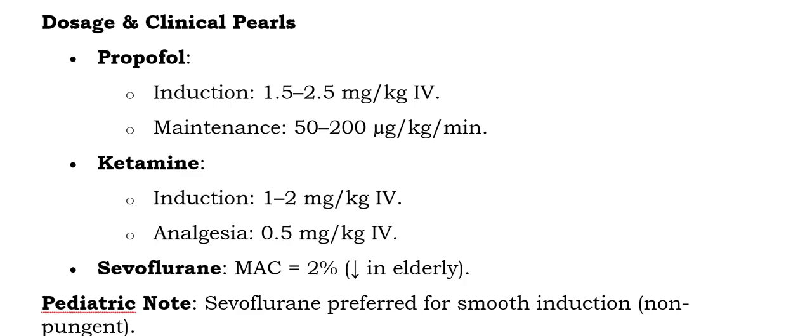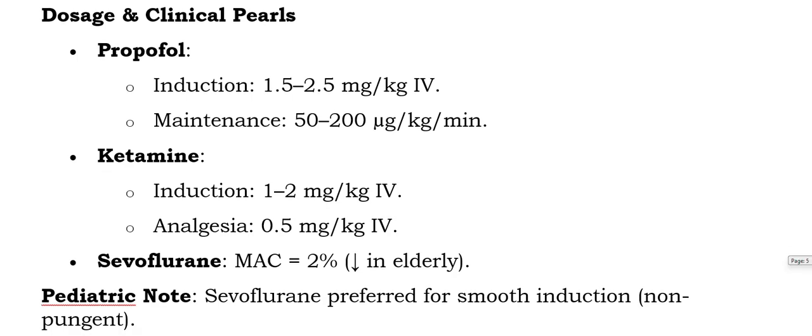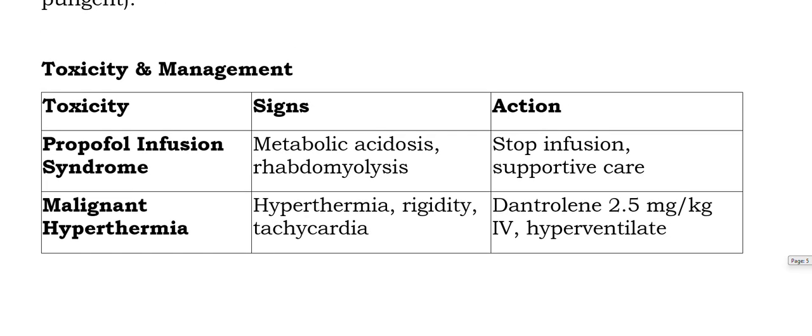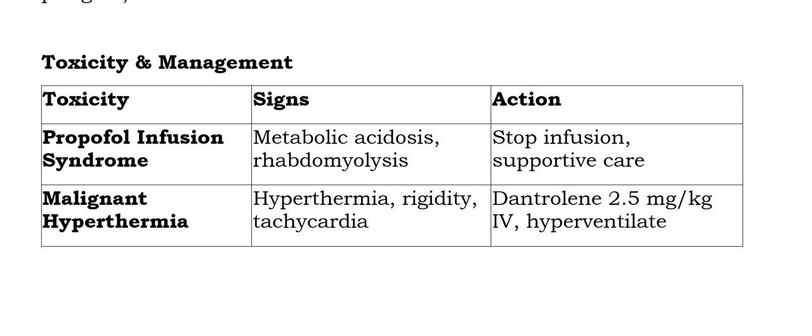Got it. And just to hammer home the pediatric point, sevoflurane is often the go-to for inhalation induction in kids because it's less pungent, smoother start. Good recap. What if things go really wrong? Toxicity, overdose, or unexpected reaction? Well, there are specific syndromes. We mentioned propofol infusion syndrome, PRIS, rare, linked to long high-dose infusions, causes nasty metabolic acidosis, muscle breakdown, heart problems. Management is stop the propofol immediately and intensive supportive care.